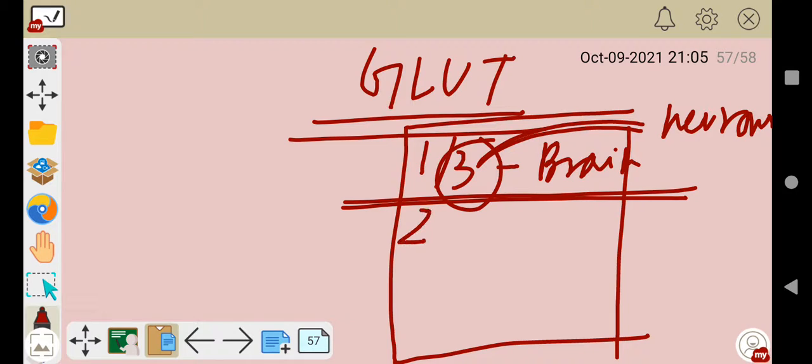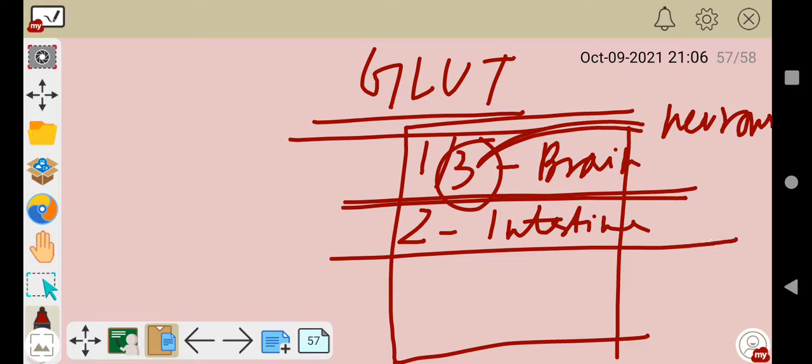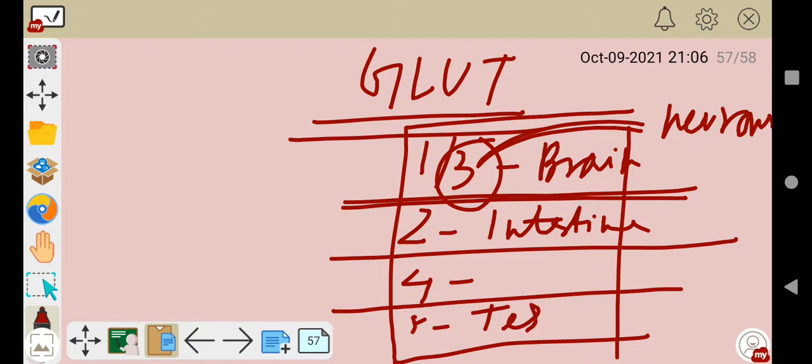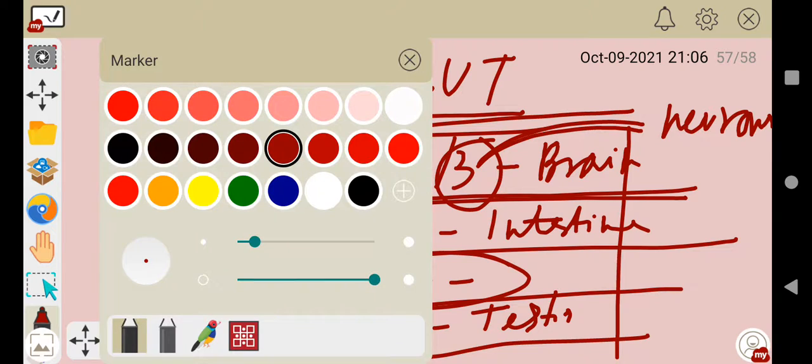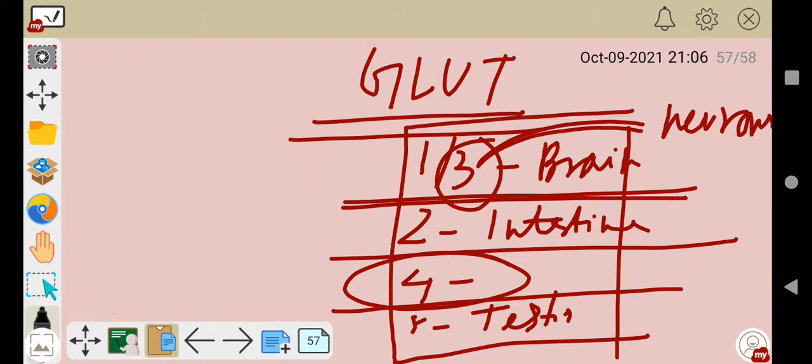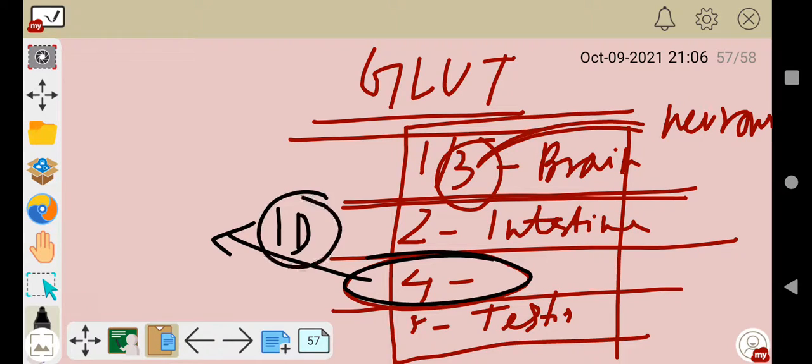Okay? 2 is present in the intestine. Now 4 is very important. Give me some time. 5 in testis, fructose testis. 6 in spleen, 7 in liver. Never asked. This one is asked. Take another pen. This is asked because this is insulin dependent. That's why it is asked.